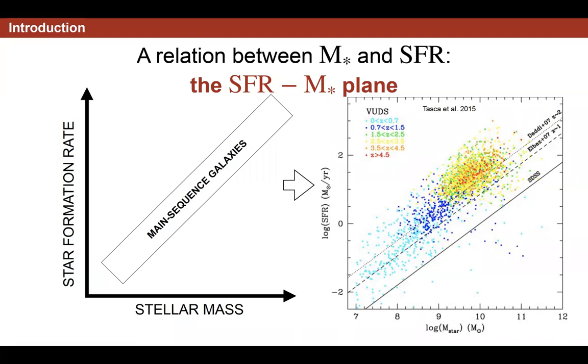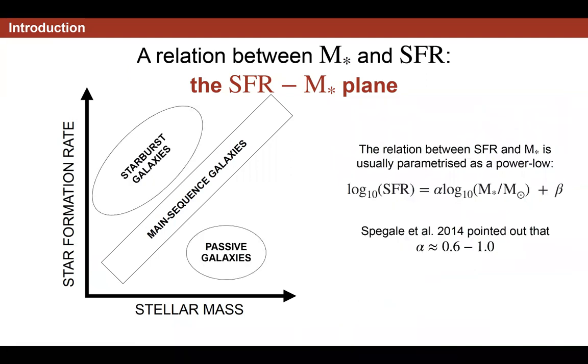As I told you before, in the star formation rate stellar mass plane, other kinds of galaxies have been observed. We have the passive galaxies, which are characterized by an instantaneous star formation rate completely negligible compared to the main sequence galaxies. And above the main sequence, we also find the so-called starburst galaxies, which, at a fixed stellar mass, are characterized by a very high star formation rate.